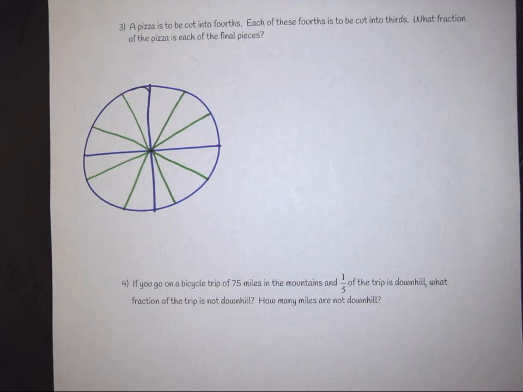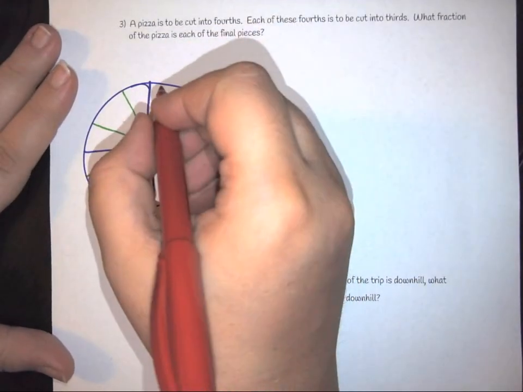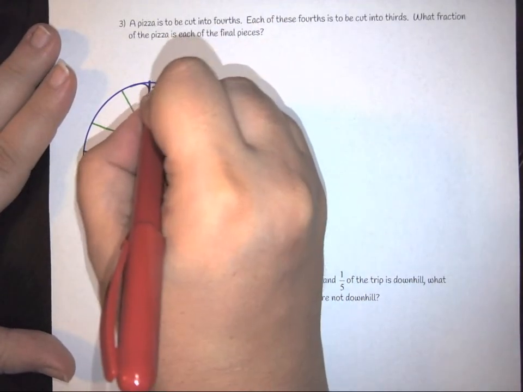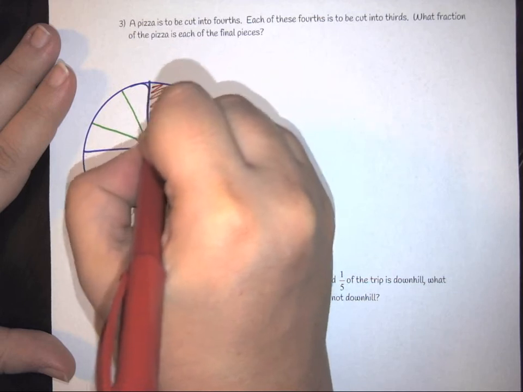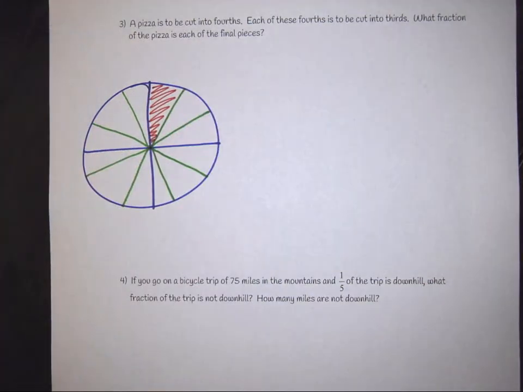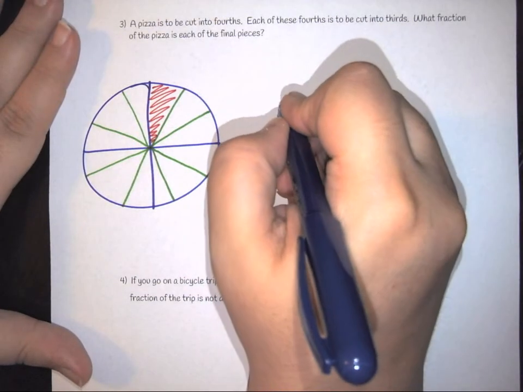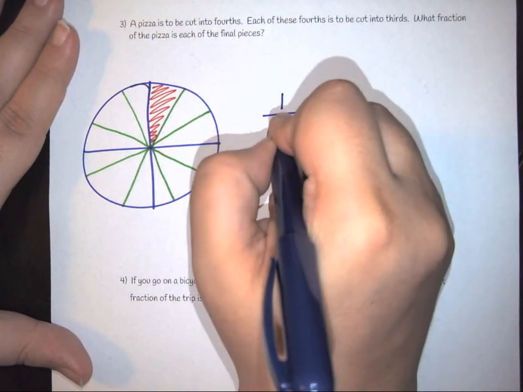So the problem wants to know what fraction of the pizza is the final piece. So, what do we know? Well, we are basically looking at, say, this slice. If we look at that, the first thing that we did to our pizza is we cut it into fourths. So if I took one slice, I cut it into fourths.